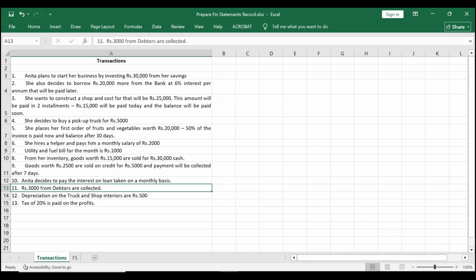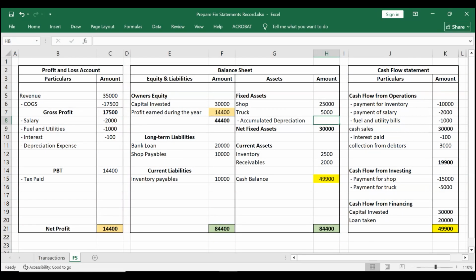Next transaction. Depreciation for the truck and the shop interiors are 500. Now we'll reduce 500 from our fixed assets as depreciation. This is known as accumulated depreciation on the balance sheet. So minus 500. We now have net fixed assets worth 29,500. The depreciation for the current year is also an expense. So we will record it in the profit and loss account minus 500.